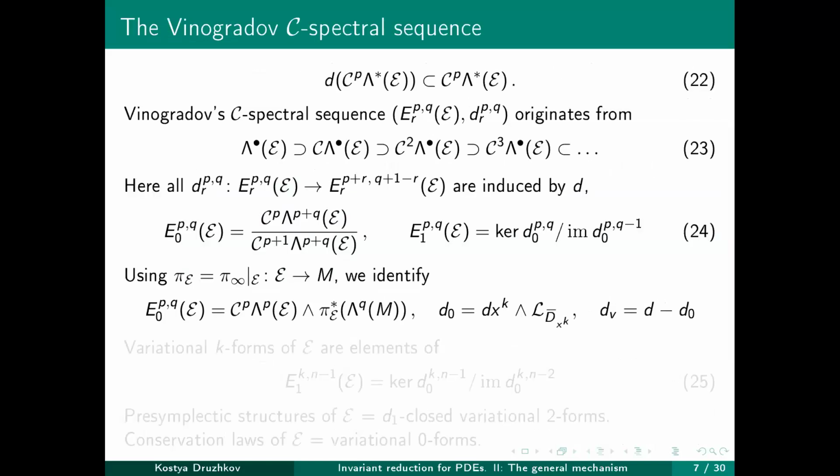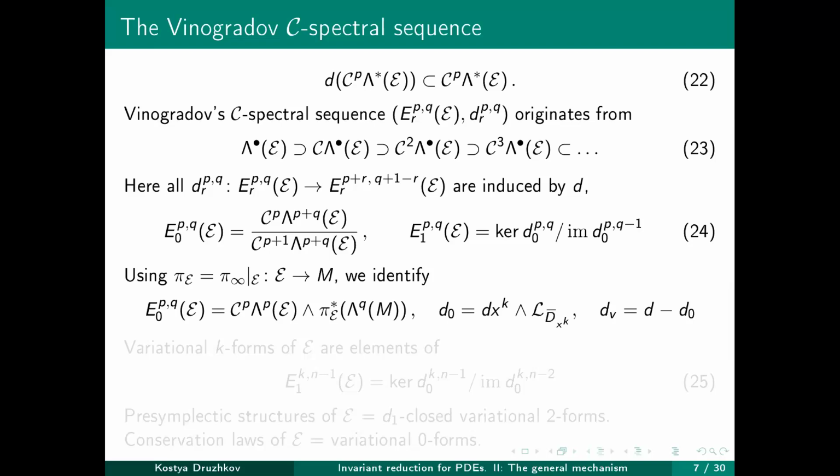Yeah, the most important ingredient of the story is the Vinogradov C-spectral sequence. This C-spectral sequence controls the geometry of a differential equation in some sense. And we have the property 22, since the Cartan distribution is involutive. So since it is involutive, the corresponding ideal of Cartan forms is differentially closed. But we also can consider its exterior powers. So C^p Lambda means the p-th power of the Cartan ideal, the ideal of Cartan or contact forms. And such powers are also differentially closed.